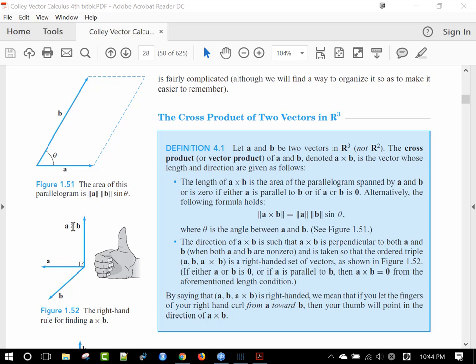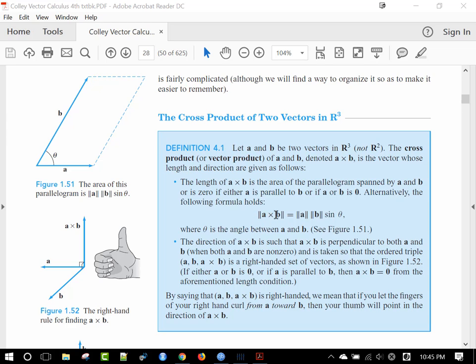Now if you used your left hand and you had to go from A to B with your fingers, your thumb would have to point down, but we're not using the left hand, we're using the right hand. So this is what we're defining as the cross product, and one thing we need to know about it is what direction it is, and this tells us what direction it is. The other thing, of course, we need to know is how big it is, how long it is, what its magnitude is. And that is given by this formula.